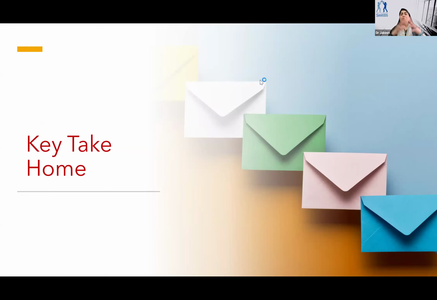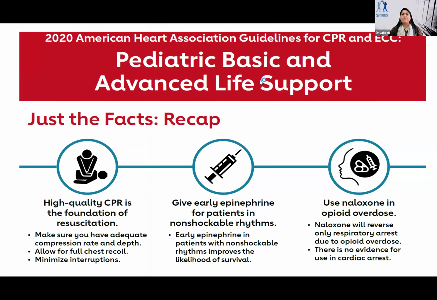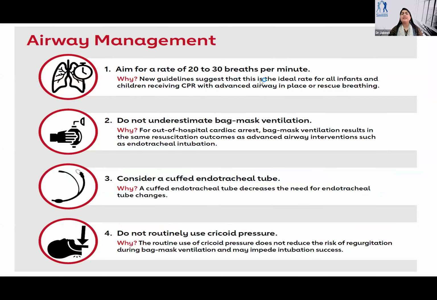So after this whole kind of sessions, I would say the key take-home points is high quality CPR, as I said, give early epinephrine for patient in non-shockable rhythm. Even if you have a naloxone or opioid overdose, respiratory arrest and CPR is the priority in the airway management. Rate of 20 to 30 breaths per minute. Do not underestimate the bag mask ventilation.